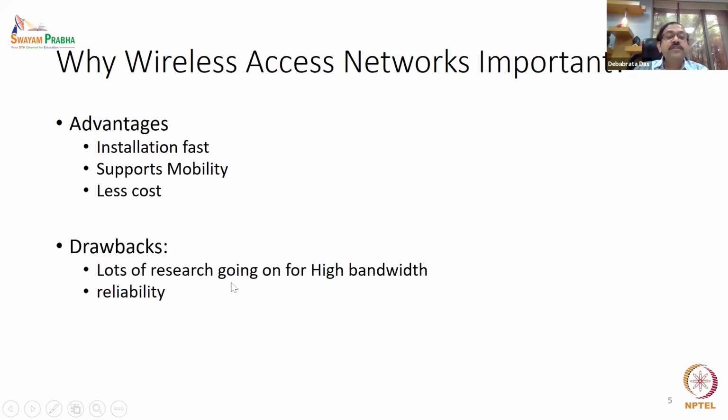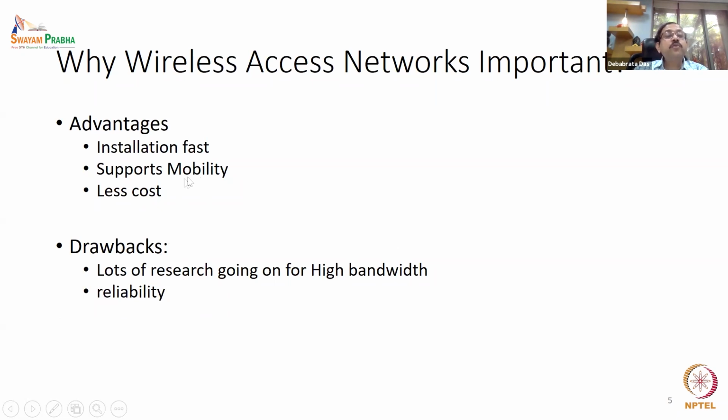And drawbacks: lots of research is going on for high bandwidth. Wireless has one drawback: unlike an optical network, it cannot give so much bandwidth, like 10 gigabits, but research is still going on. Right now it is going from 100 megabits to 1 gigabit, but in a limited space. And reliability: because of wireless, there is a possibility of signal loss, that means information loss. So highly reliable communication is difficult. A lot of work is going on in reliability and bandwidth.